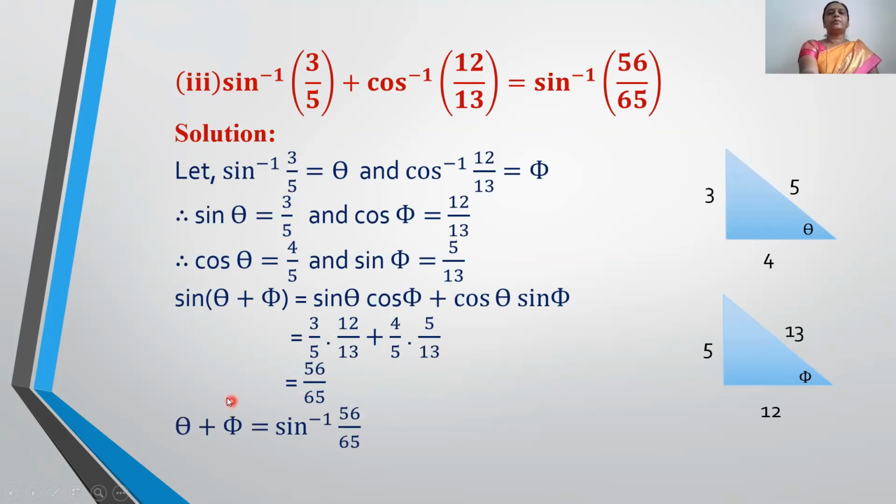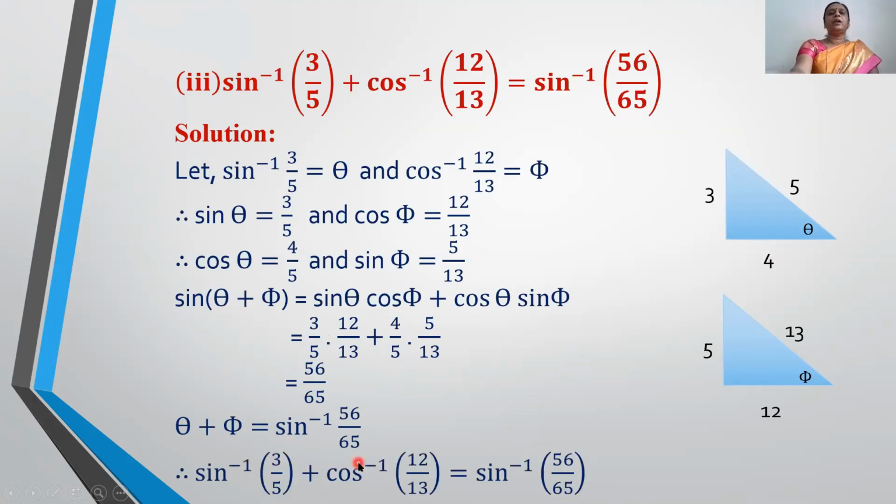In the next step, you take this sin to the right hand side, you will get theta plus phi is equal to sin inverse 56/65. And in the last step, you keep the value of theta, that is sin inverse 3/5, and the value of phi, cos inverse 12/13. Therefore, we will get sin inverse 3/5 plus cos inverse 12/13 is equal to sin inverse 56/65. In this way, we have proved the given equation.